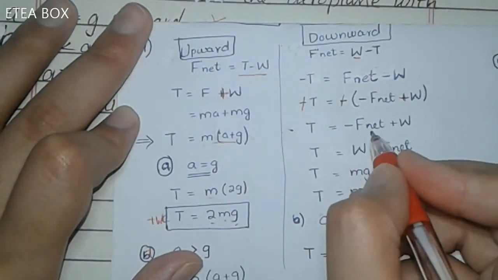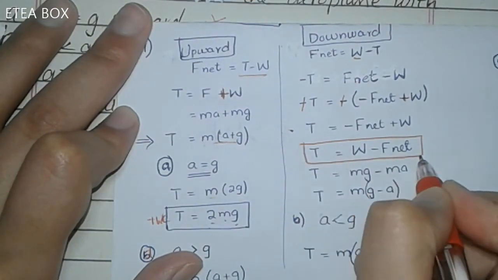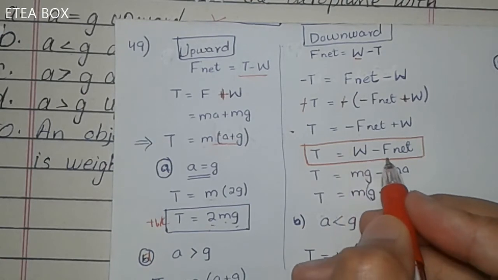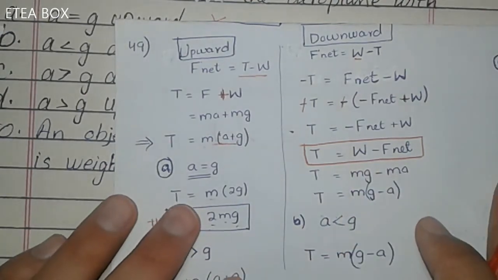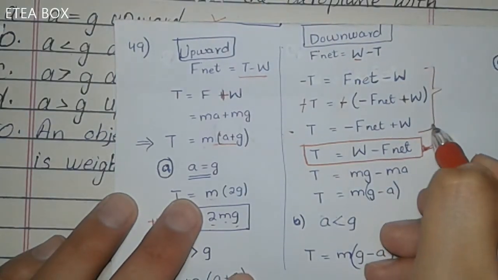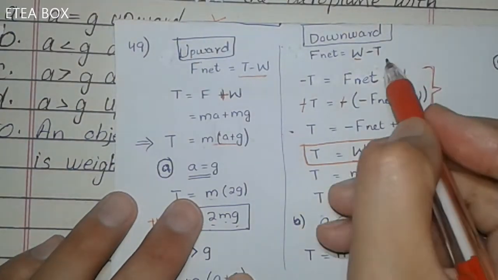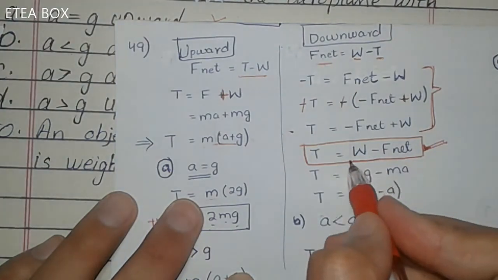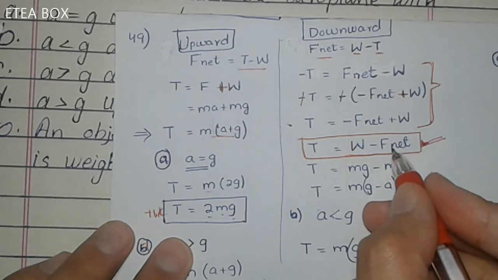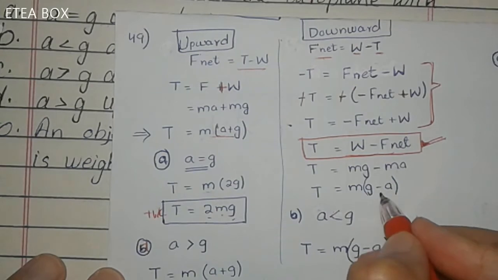Now bring this W here and F net here. So the expression will be like this. Now for downward motion, we write it like tension is equal to weight minus net force. Now, if you know this expression, you don't need to do this one, don't need to write this. Directly write like this, exchanging the places of T and F net, then you will get this expression. Now, weight is equal to mg, minus net force is equal to ma. Take m as common, so g minus a.